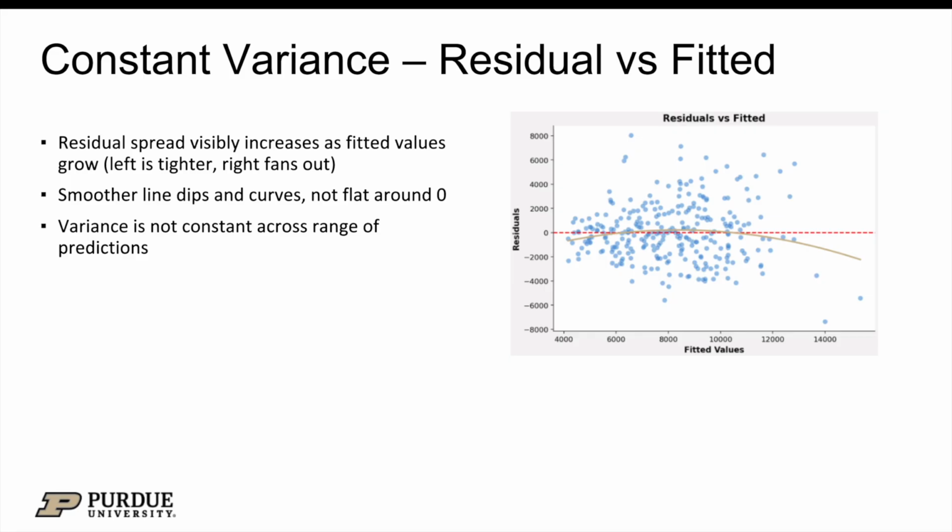What we actually see is the opposite. On the left side, where fitted values are around 4,000 to 6,000, the residuals are clustered tightly together. As we move right, toward the fitted values of 12,000 and beyond, the spread fans out significantly. That asymmetry is a clear visual indicator that variance is not constant across our predictions.